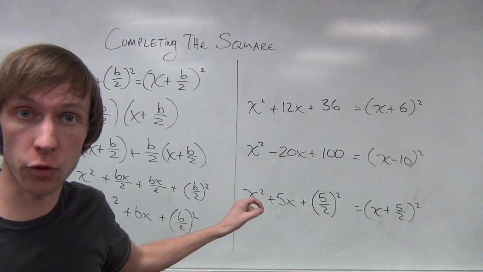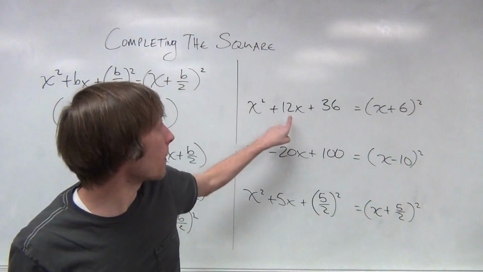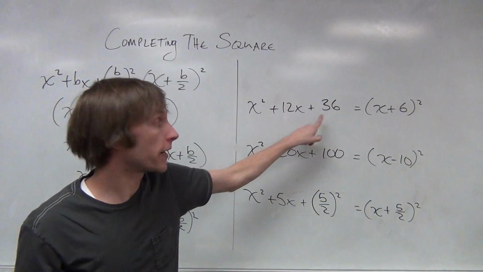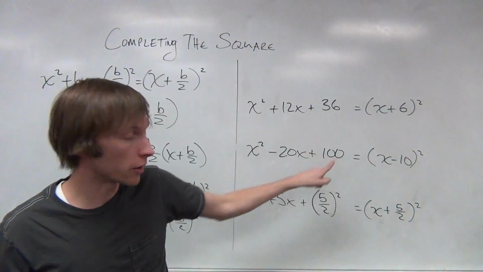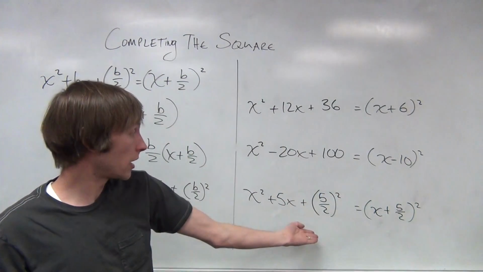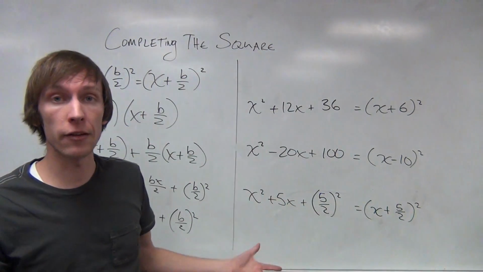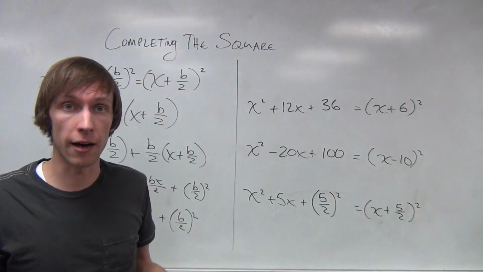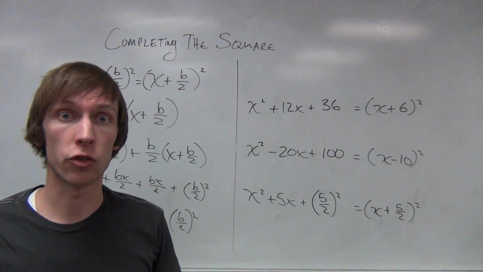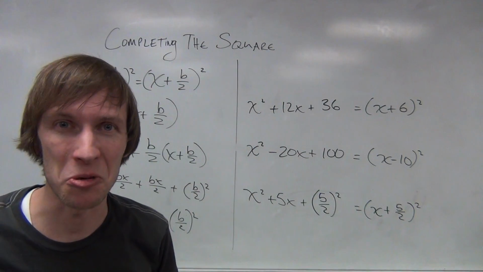This is the process for completing the square. You find out what b over 2 is, and you square it. Find out what b over 2, 5 over 2, is, and you square it. I'm just writing it like this. I didn't even write it as 25 over 4 or 6.25. I just took 5 divided by 2 and wrote it as 5 divided by 2 squared. And that is how we do completing the square.